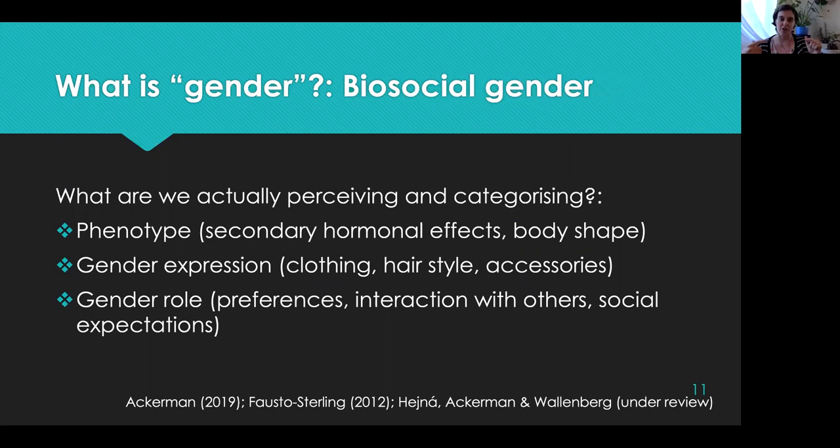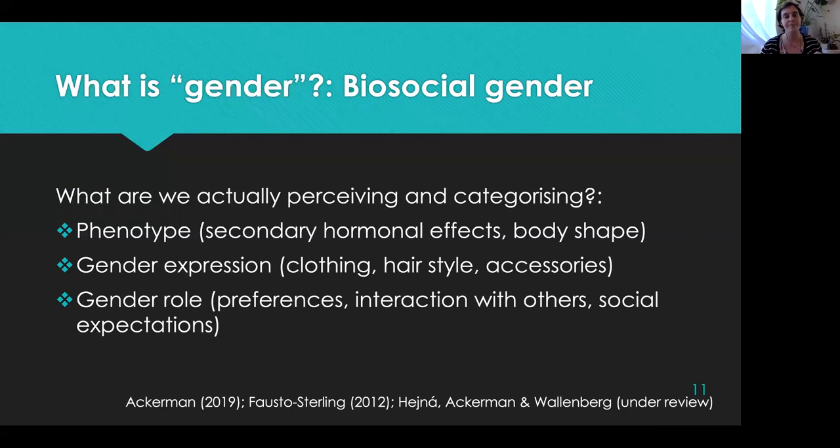Your gender as you experience it is determined by a combination of factors, including your phenotype, which includes secondary hormonal effects, your body shape and type, the way you express your gender. So this is choices you make about your clothing and your hairstyle and accessories, among many other things, the way you talk. Then there's also gender role. So these are like your preferences, the way you interact with others, and what social expectations are placed on you, but also what social expectations you hold for yourself. So this is sort of who you are. What is your gender coming from your experience?